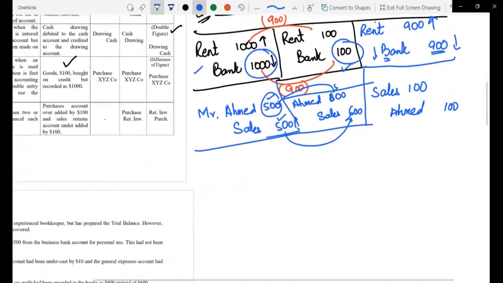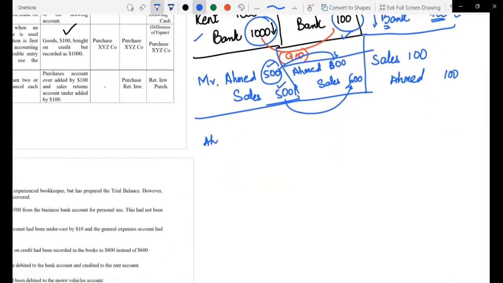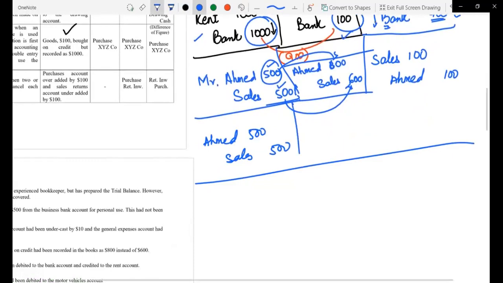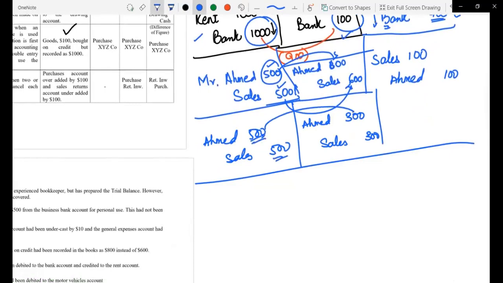because Ahmed is a trade receivable, beta, we have to decrease it. In the same manner, if Ahmed was supposed to be 500 and sales was supposed to be 500, by error we wrote Ahmed as 300 and sales as 300. What has happened? Beta, the amount was supposed to be 500. By error, we decreased the amount. When we have decreased the amount, we will have to increase it again. So how will we increase? Ahmed will be increased again. Beta, Ahmed is a trade receivable.